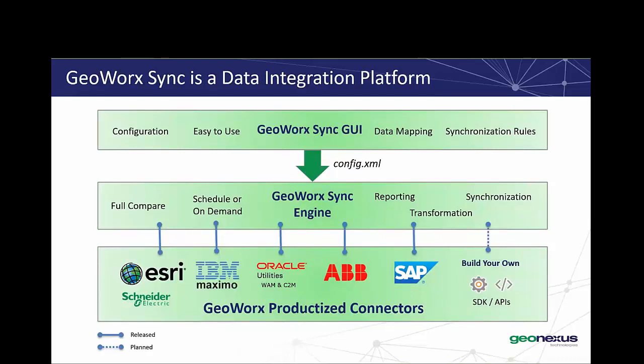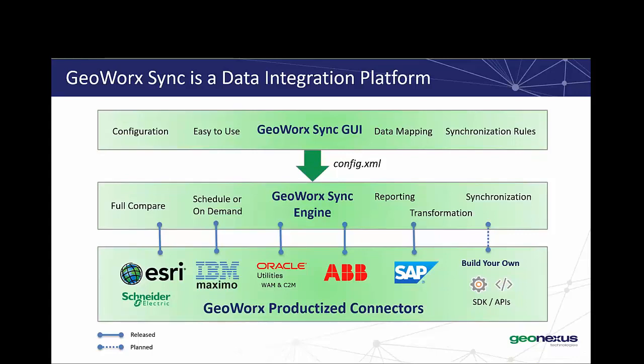And then the GeoWorx Sync engine is where the actual work is performed. It reads the config file, and it performs the comparison of your data stores. It synchronizes. It does any kind of data transformation that it may need to do along the way. And you can schedule this or run it on demand. And then the engine utilizes what we have as a library of productized connectors. So you can take advantage of one or more connectors that you license.